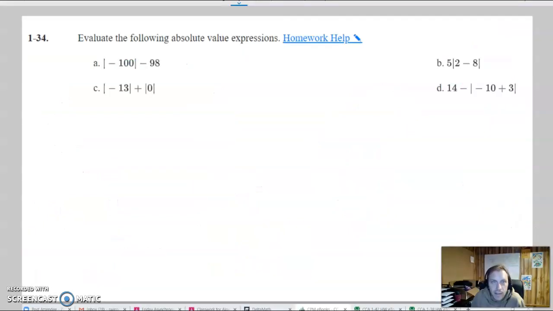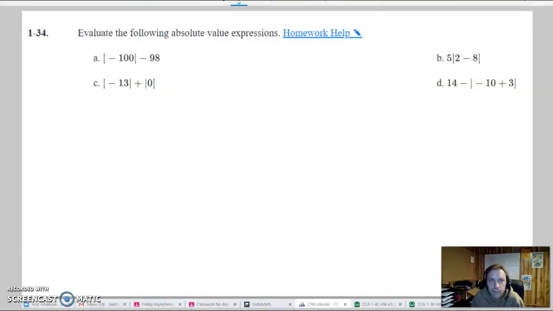Let's take a look at these absolute value expressions. If you remember, an absolute value asks us how far is this number away from 0. So how far is negative 100 away from 0? Well, it's 100 away from 0. And so we have 100 minus 98 gives us a value of 2.